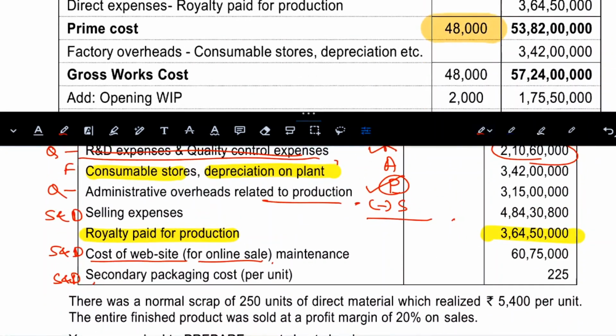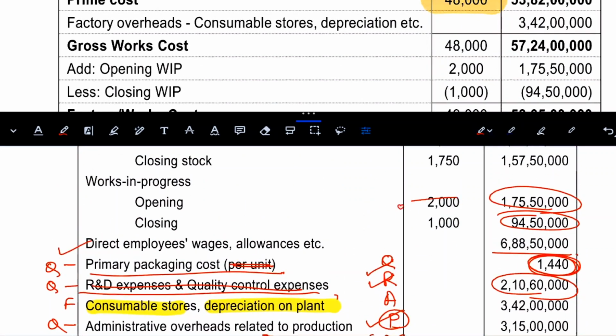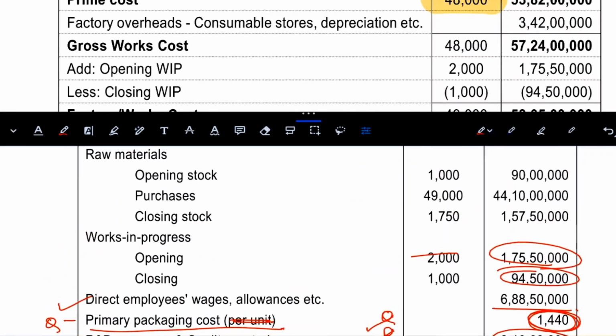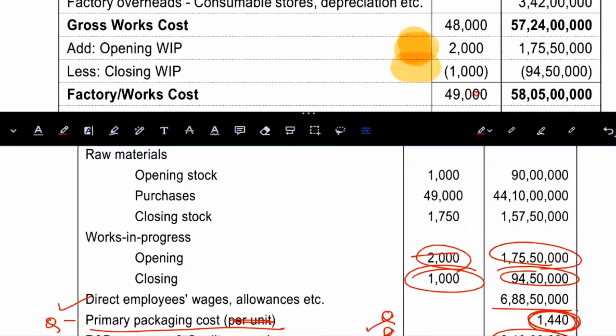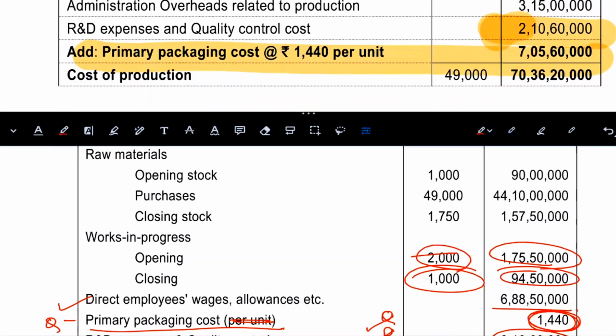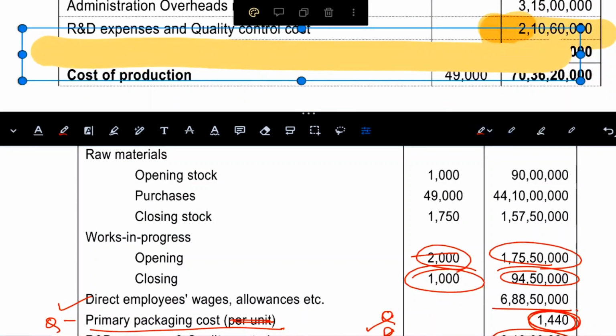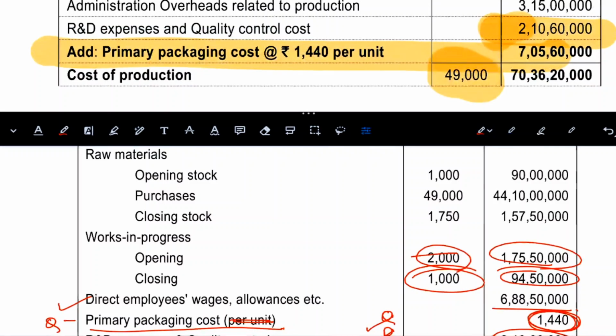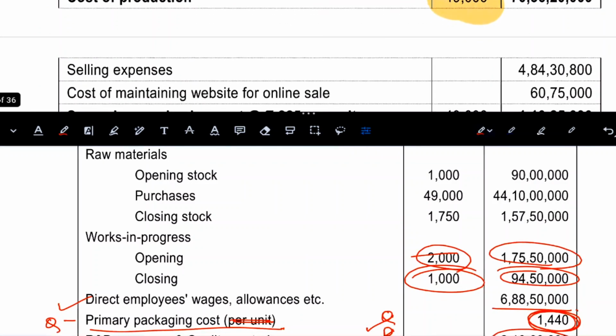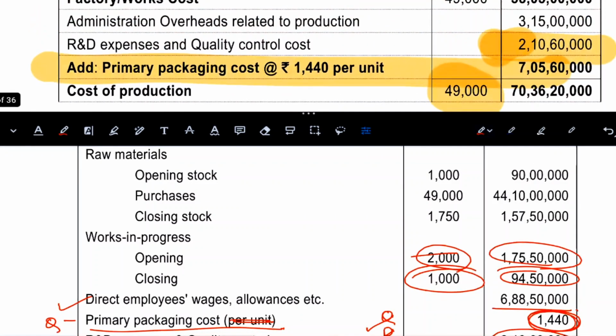And then, if you read further, there was also a WIP quantity. Look at WIP: 2000, 1000. So you will add opening stock and subtract closing stock quantity also. So this becomes 49, and this is your production quantity then. This time it is not directly given. Again there is a twist. After the raw material and WIP adjustment, you will get the production quantity. Is this clear? So you get 49,000. So cost of production is this, and it is 49,000 units.